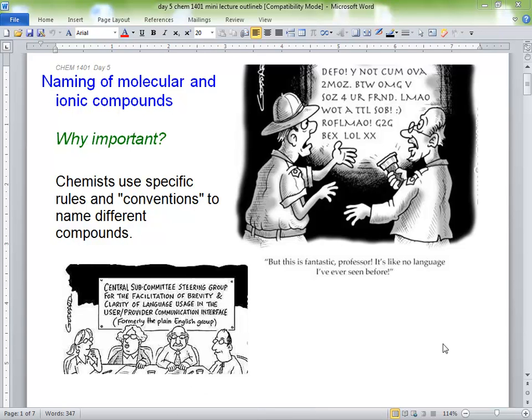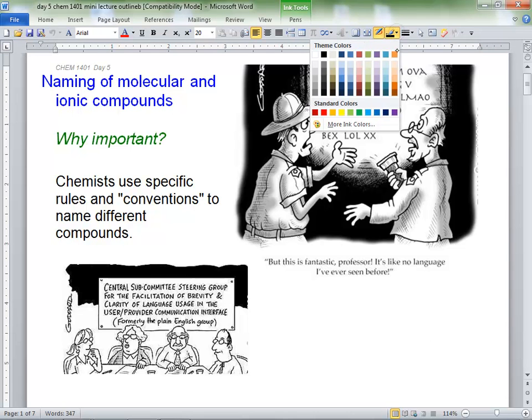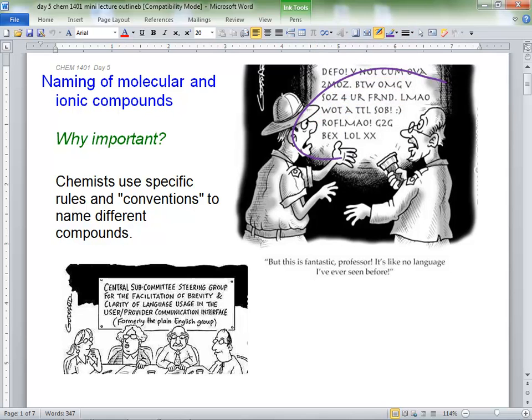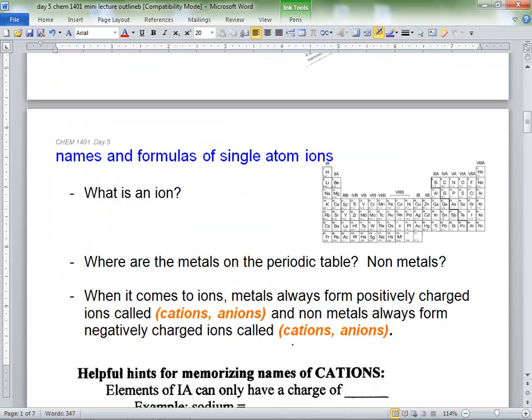So this naming of molecular and ionic compounds, it sounds rough, but we are going to have to learn to talk in Greek to answer some of these questions, to name some of these compounds. Some of the names might seem really long, like this title of that committee, but they are pretty succinct, and they do get to the point. So we might as well get started.